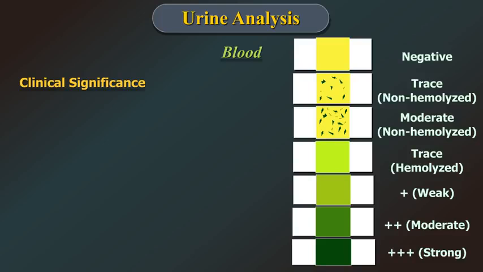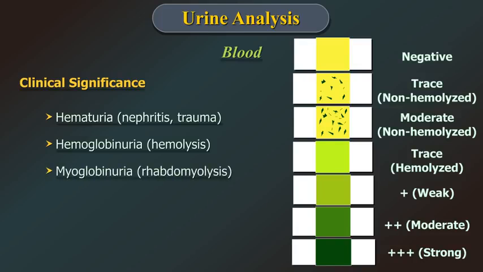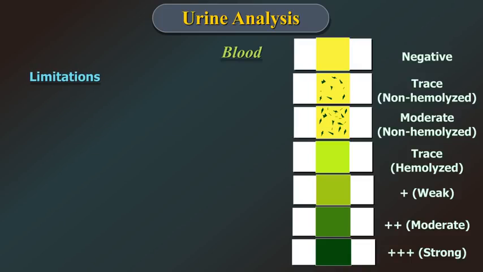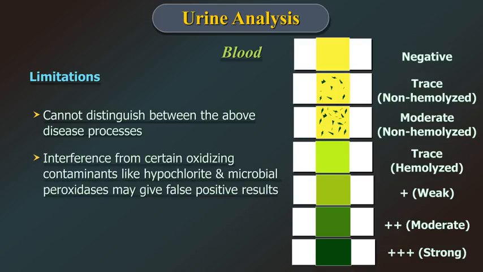Clinical significance is diagnosis of hematuria as seen in nephritis or trauma, hemoglobinuria in hemolysis, myoglobinuria in rhabdomyolysis. The limitation being it cannot distinguish between the above disease processes. The interference from certain oxidizing contaminants like hypochlorite and microbial peroxidases may give false positive results.